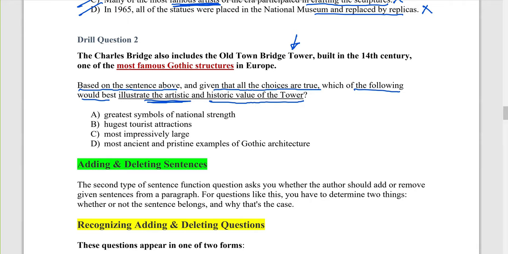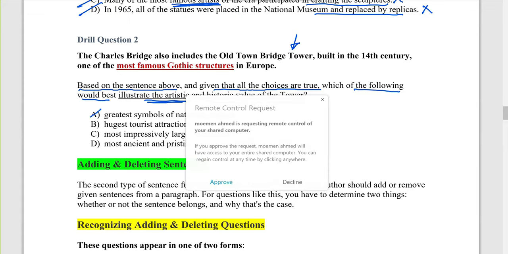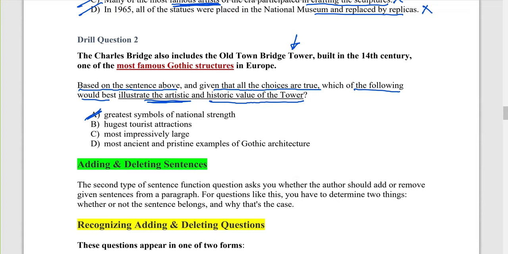D. Most of you said D. Thank you very much. So let us say this one. A, greatest symbols of national strength. Why not A? This is not mentioned in the sentence at all. Those who said A, national strength, do you have national strength here in this part? No.